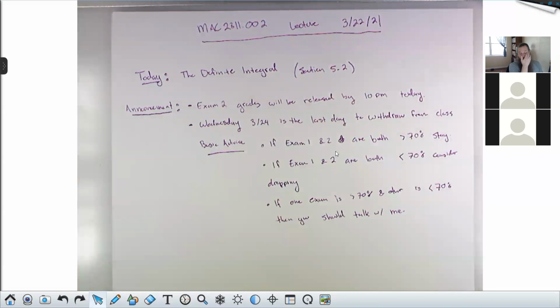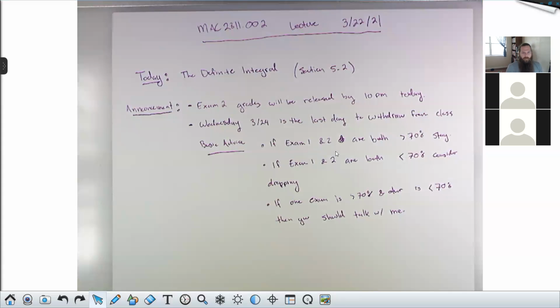So I used to use 60% as the cutoff. I would say, if exams 1 and 2 were both greater than 60%, both passing scores, then stay in the class. If they're both below 60%, both failing scores, then you should consider dropping. And if one is greater than 60 and the other one is less than 60, then you should come talk to me. But I know that for most of you, a 65 or whatever in the class, a D in the class, is not sufficient to move on.